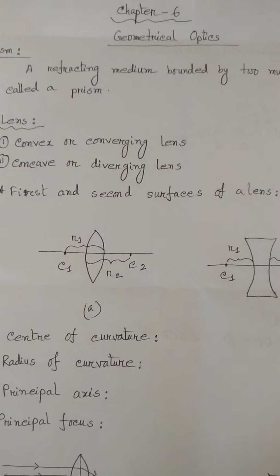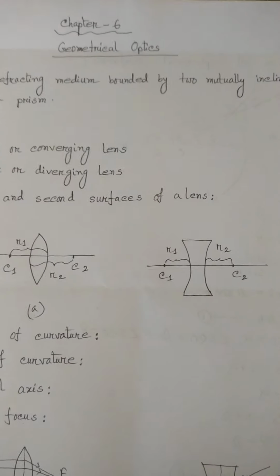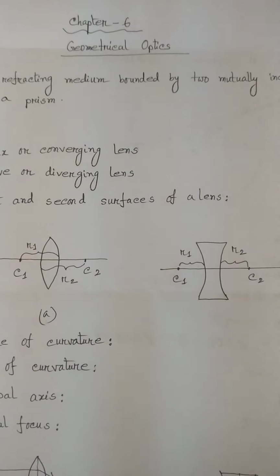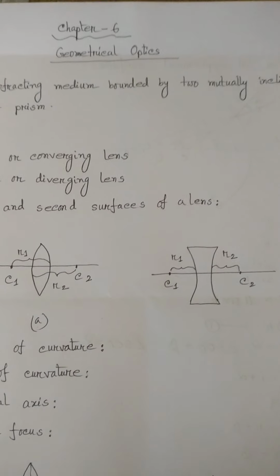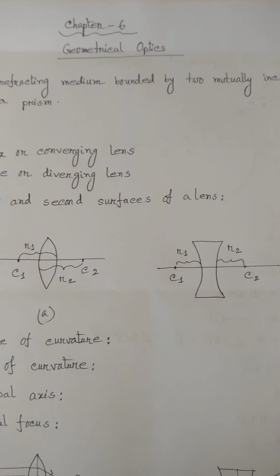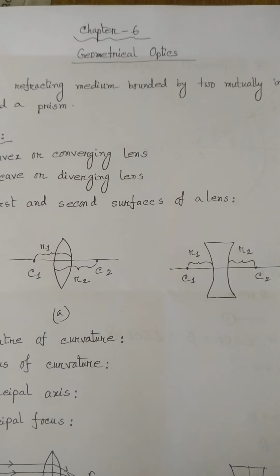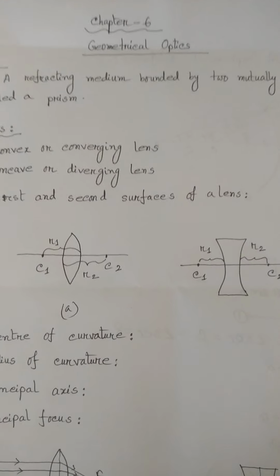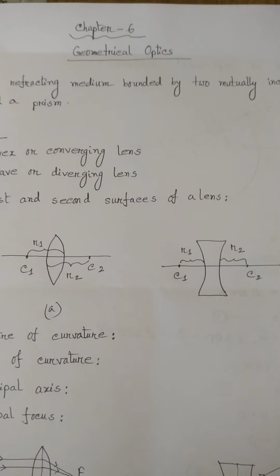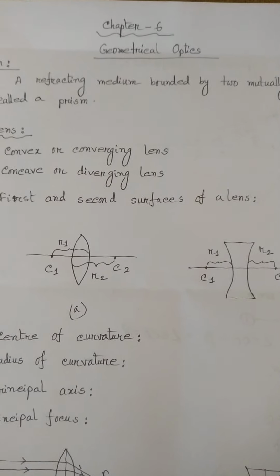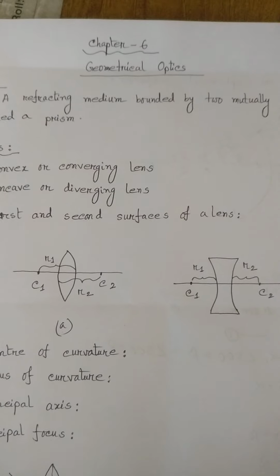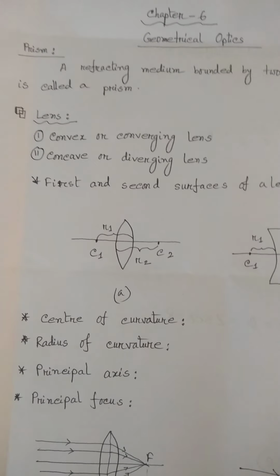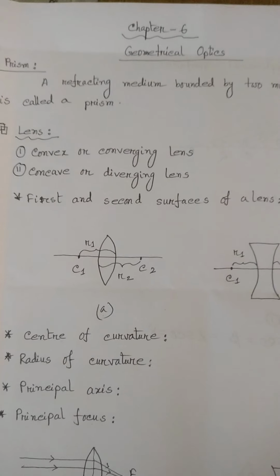Number two, concave or diverging lens. A concave or diverging lens is the lens whose mid portion is thin but whose edges are thick. In the figure, B is the concave or diverging lens. Here the lens diverges a beam of rays, so it is called a concave or diverging lens.